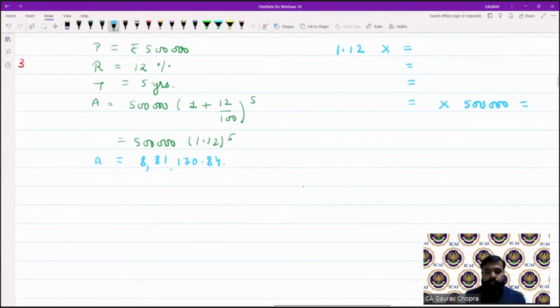So this was the amount. Now, in order to calculate the compound interest, subtract the principal, and you will get 3,81,171.